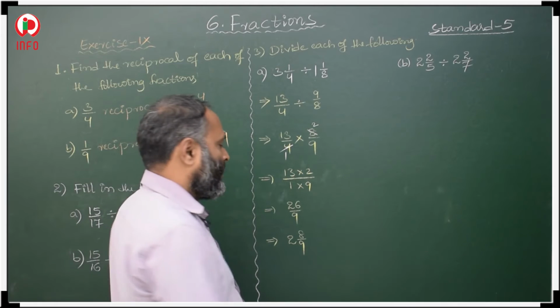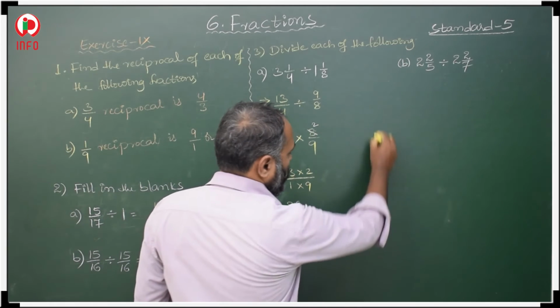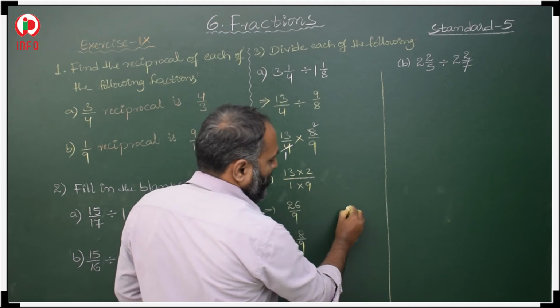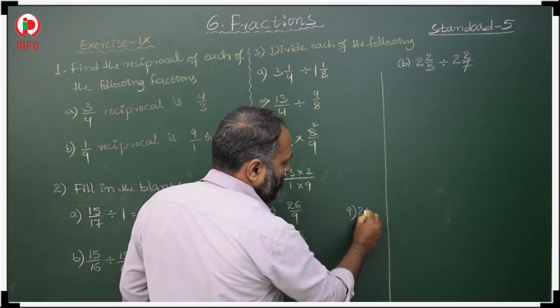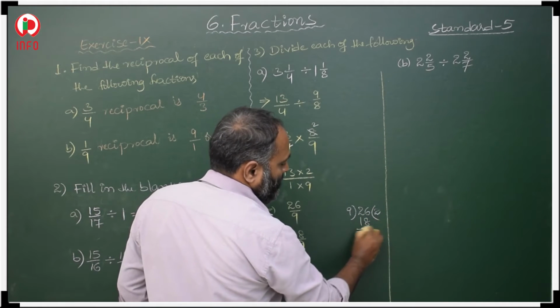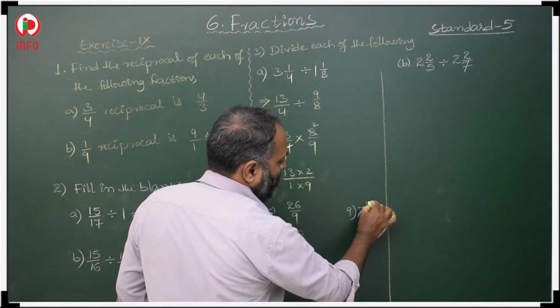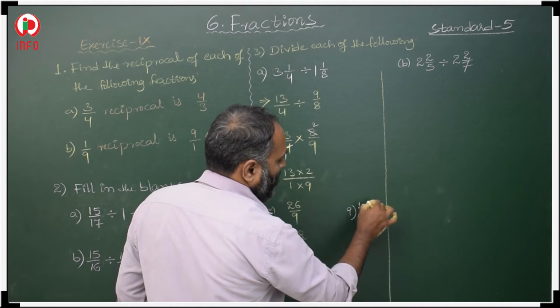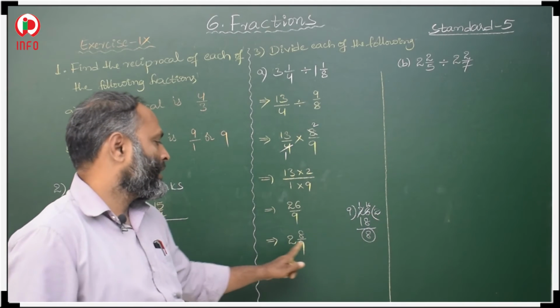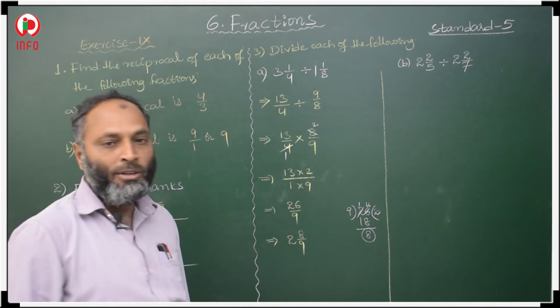Okay. If you want it in detail, do it in the rough column. 9 divides this 26. 9 2s are 18. Borrow, here 16 will come. 16 minus 8 is 8. Then quotient, remainder by divisor, 2 8 by 9.